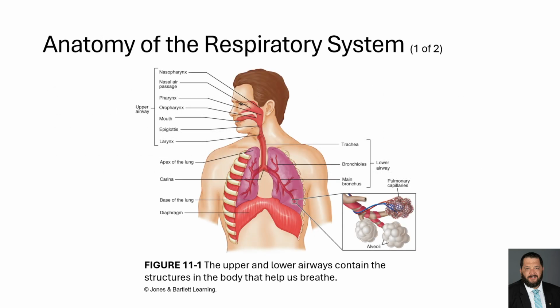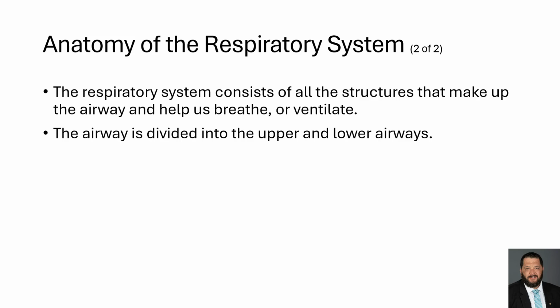Starting with the respiratory system, we divide the respiratory system into the upper and the lower airway. You can see each contains a significant number of structures, and we're going to break those down individually as we go through the lecture today. The respiratory system consists of all the structures that make up the airway and help us breathe, or a better term, ventilate. We're going to introduce a couple of terms today that are really important for us to be able to differentiate and discuss appropriately.